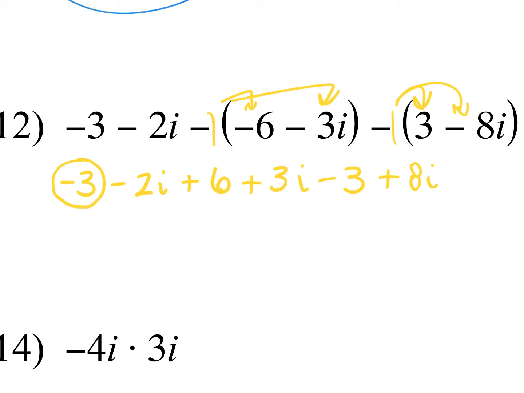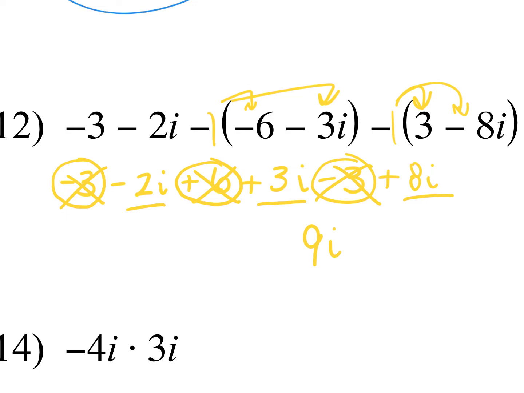Negative 3 and a 6 is what? 3. Minus 3 just cancels out, 0. There you go. So negative 2i plus 3i is 1i, plus 8i, 9i. If you were to write this in standard form, what was the real part? 0. Is that a positive 9i or a negative 9i? So you put a plus in the middle. Good.